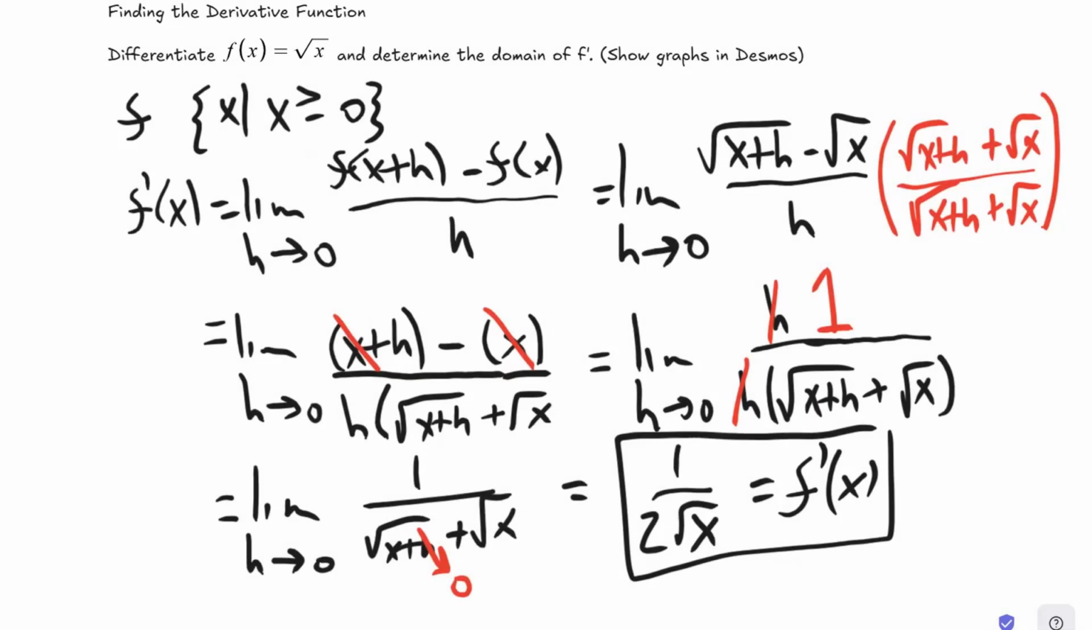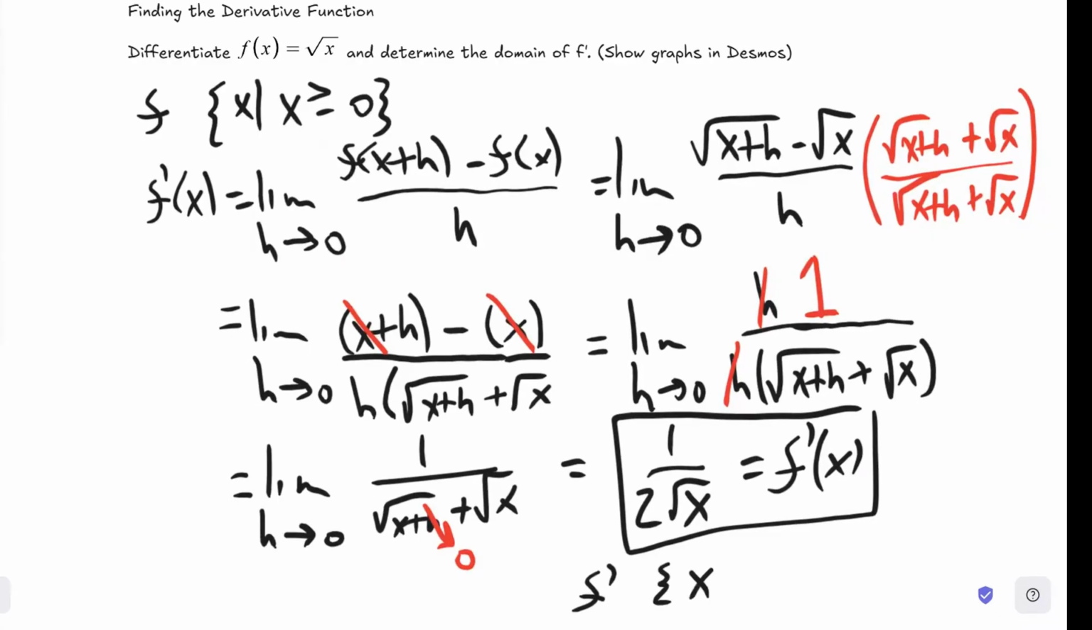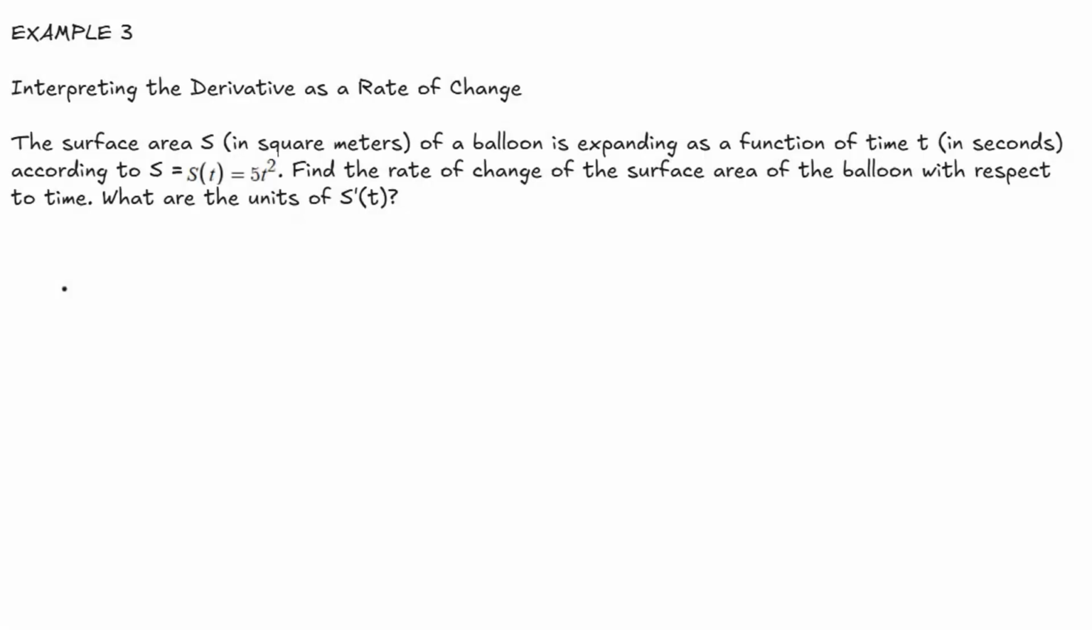The last thing we needed to do here was to find the domain of f prime, and that's going to be x such that x is just greater than 0. This function is undefined when x equals 0 because you'd be dividing by 0. Notice that the domain of the derivative function here, f prime, is a proper subset of the domain of the function f.